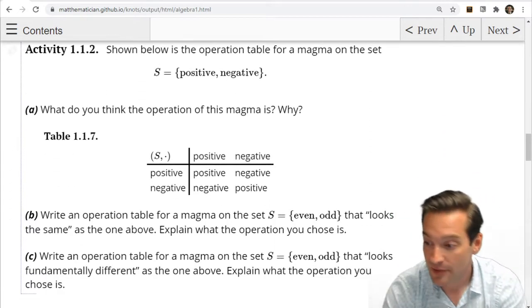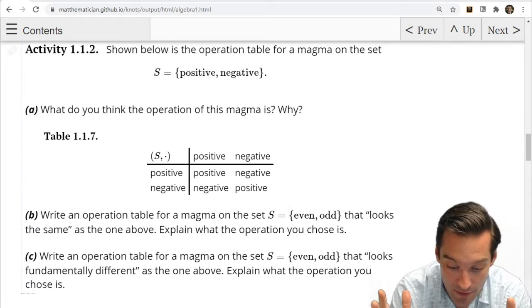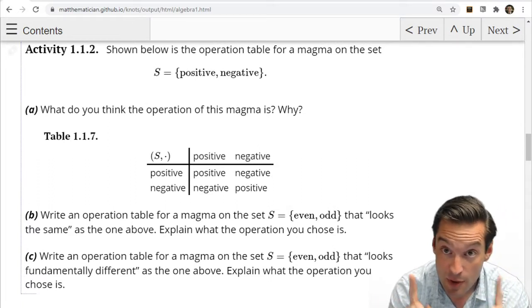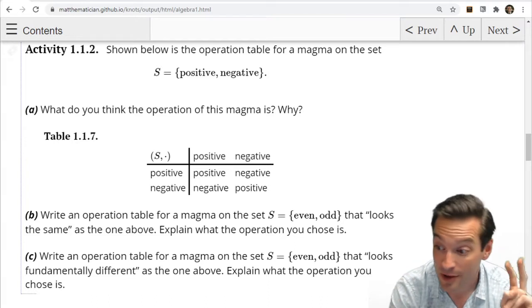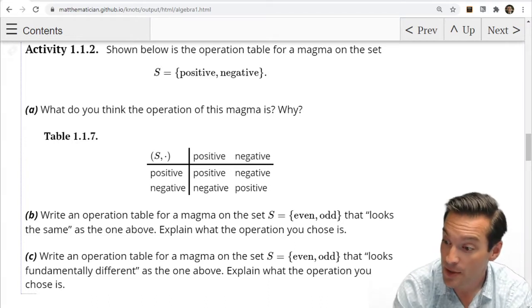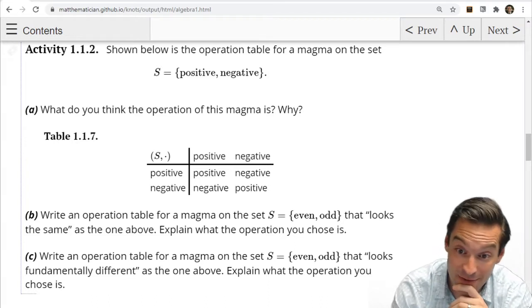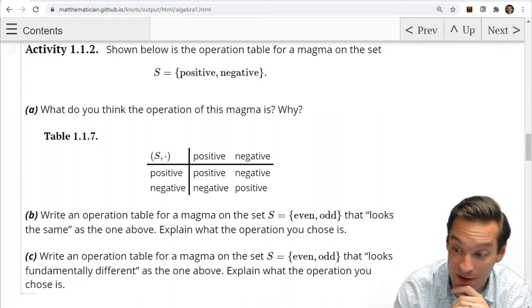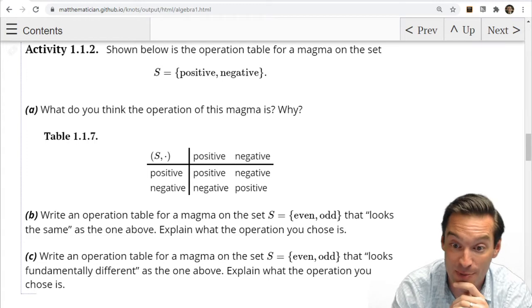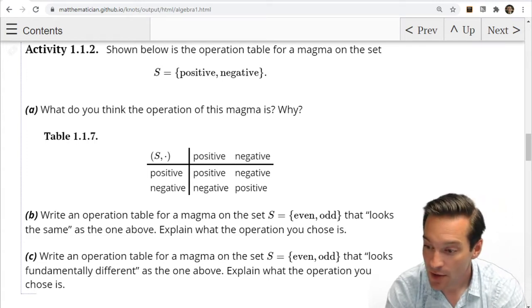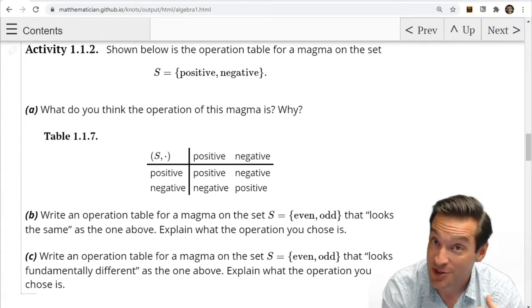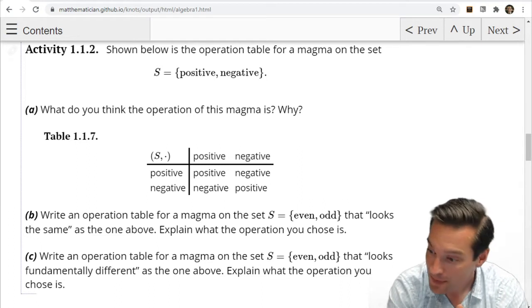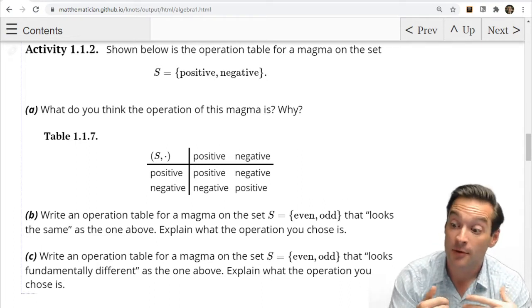So in this next activity, suppose that we have as our set just two elements, one of them called positive, the other one called negative, and here is an operation table on a magma defined on that set. Right? So positive operate positive gives me positive. Positive operate negative gives me negative, and so forth. So my first question is, what do you think the operation of this magma is? I'll have you do this in your teams. And then I want you to push the envelope a little bit.